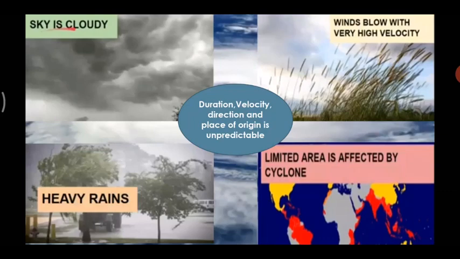Now when a cyclone takes place, it always affects a limited area. So duration, velocity, direction and place of origin are unpredictable. That means you cannot predict that a cyclone will come in that region. You cannot know when the cyclone will come. It can be anywhere, but it will only cover a limited area. So when a cyclone comes, it only covers a limited area.